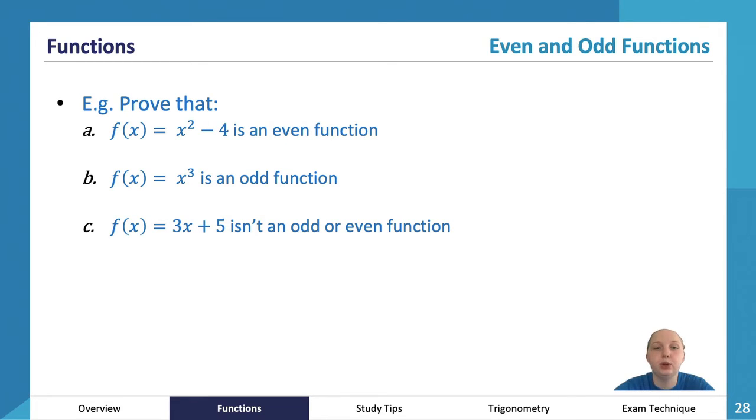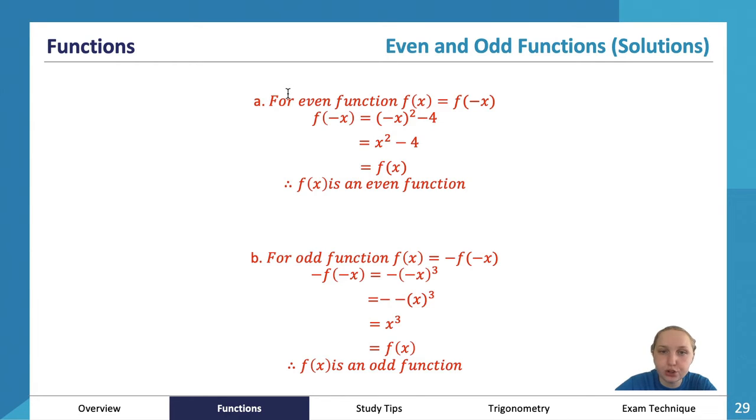Okay, so we'll go through the solutions for part A first. Prove that f(x) equals x squared minus 4 is an even function. So we know that something is going to be an even function if f(x) equals f(-x). So we need to find what is f(-x), and we do that by substituting in negative x wherever there was an x in our original equation.